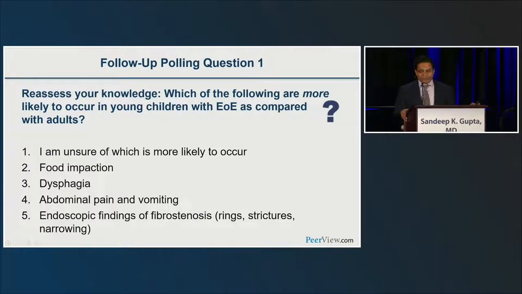So first question, which of the following are more likely to occur in young children with EoE as compared with adults? Options are: I'm not sure, food impaction, dysphagia, abdominal pain and vomiting, or endoscopic features of fibrostenosis. So take your iPads, put in your answer, more likely in the young ones.